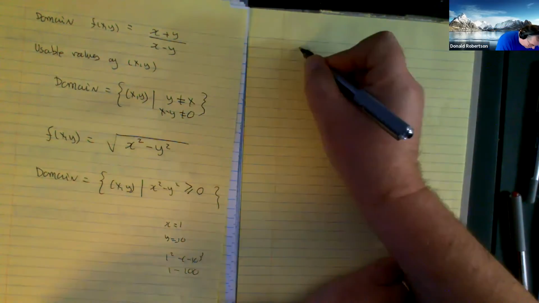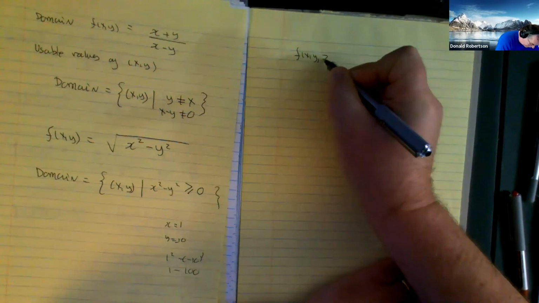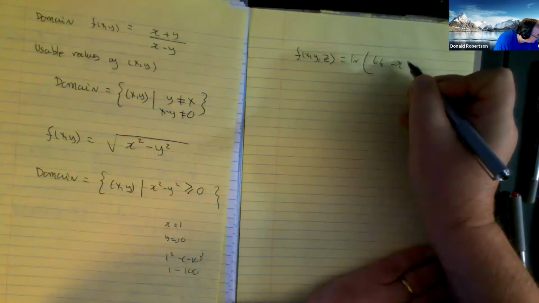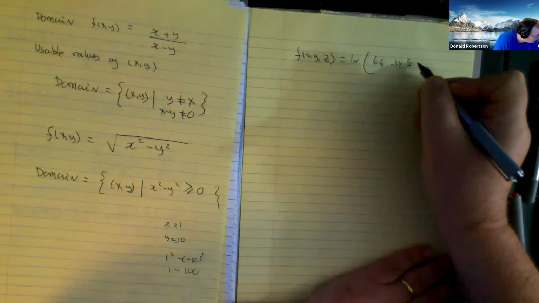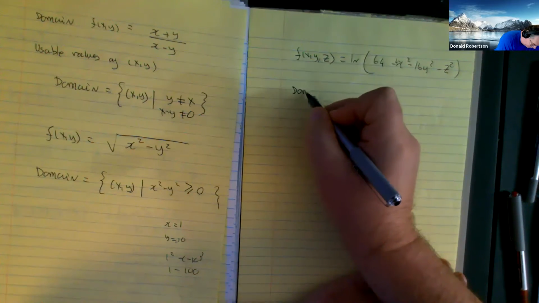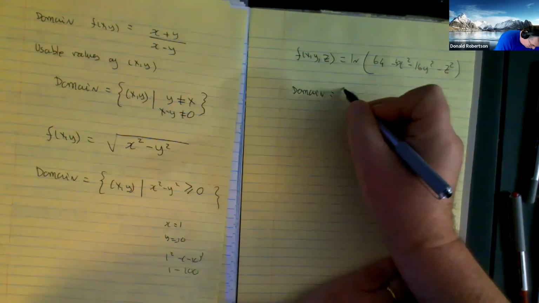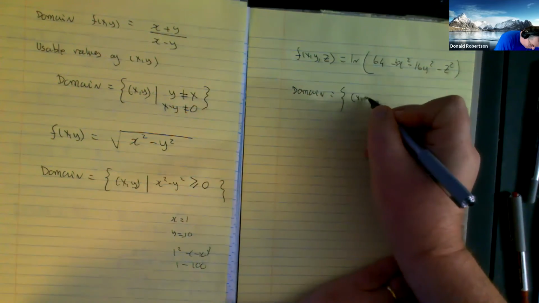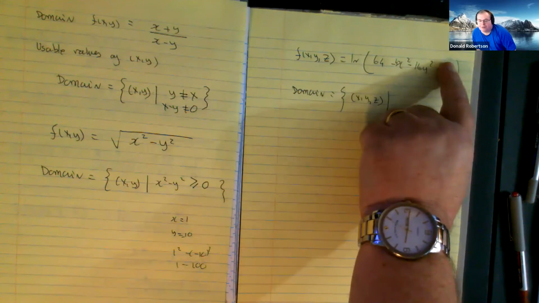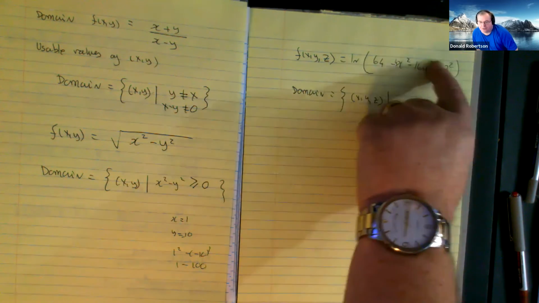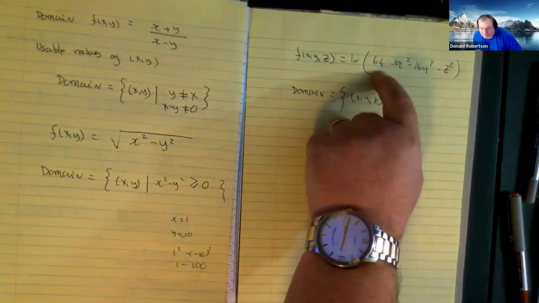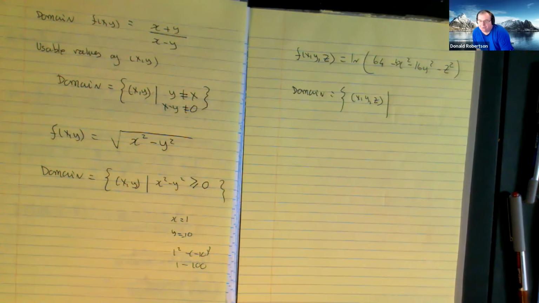Now, how about this fella? I know he's not a two-dimensional function, but we can still use this idea. Okay, it's a log function. What must be true? So we're doing it in the sense of what must happen. What must be true about a log function? What must be true about what's inside a log function? That's a better way of saying it.